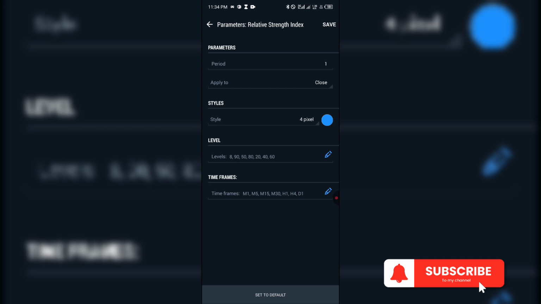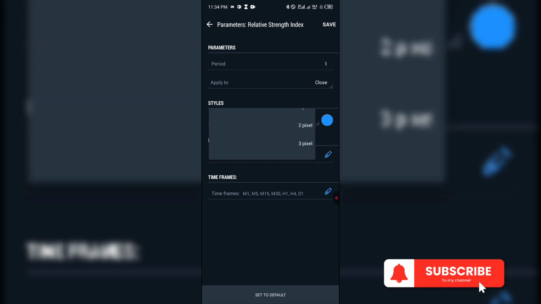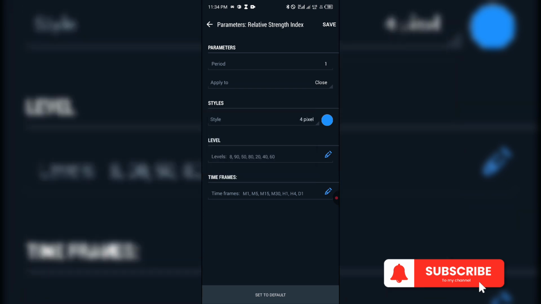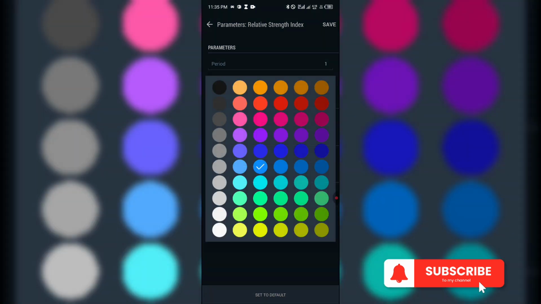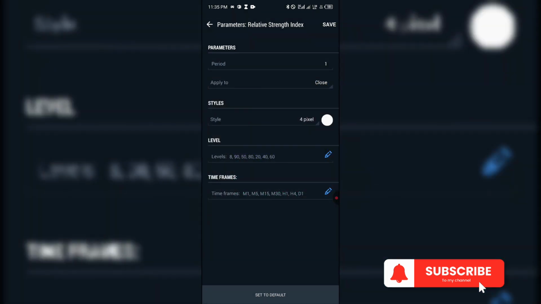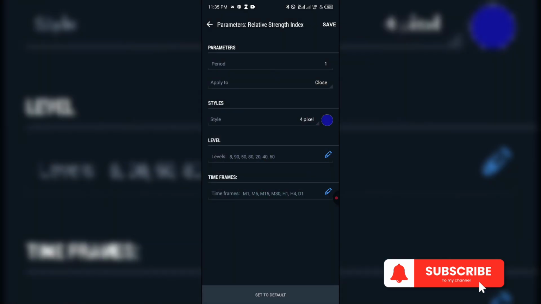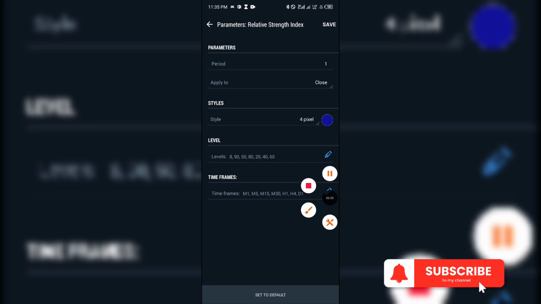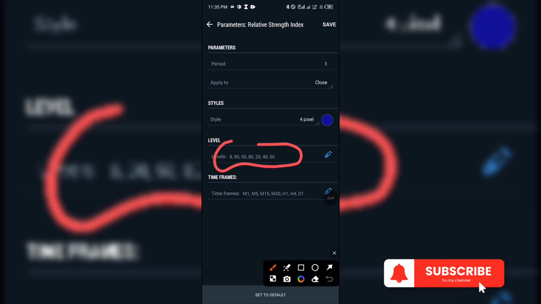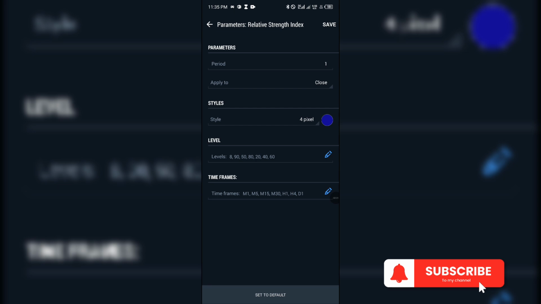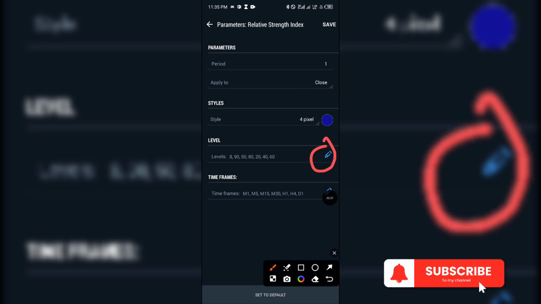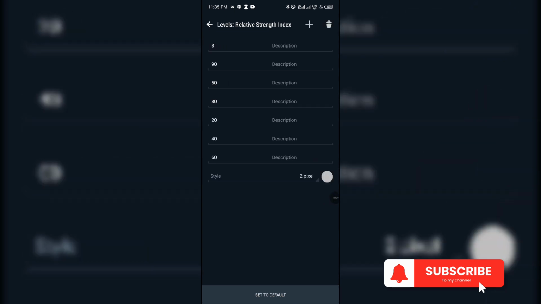Now we have to leave the setting, the period, to be 1, apply to close, and the style we should leave at 4 pixel. And obviously the color, we could decide to change the color to white, or let's use blue. Now what you should pay attention to is the levels. If the levels aren't showing, all you need to do is click on this particular icon over here. Now you can find all of these right here.